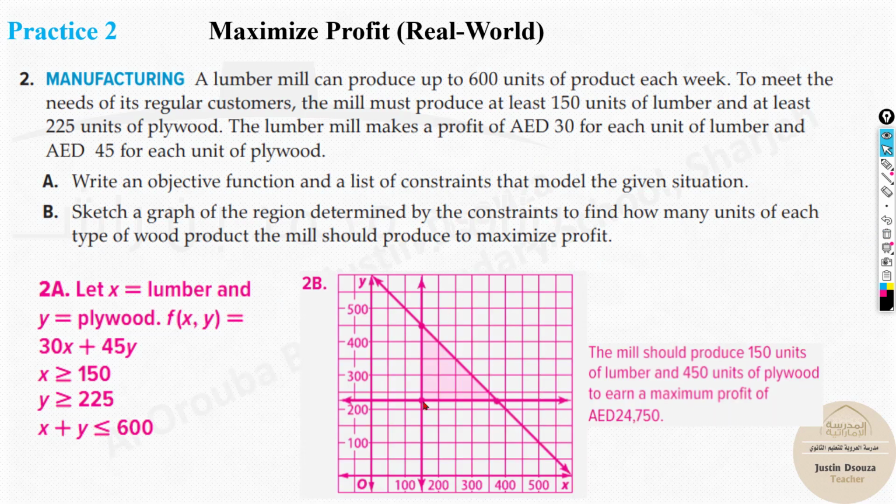If you graph it, you will get these equations. The vertices, just put them in the objective function, and you get the maximum profit when x is 150 and y is 450 units. So this is the point.